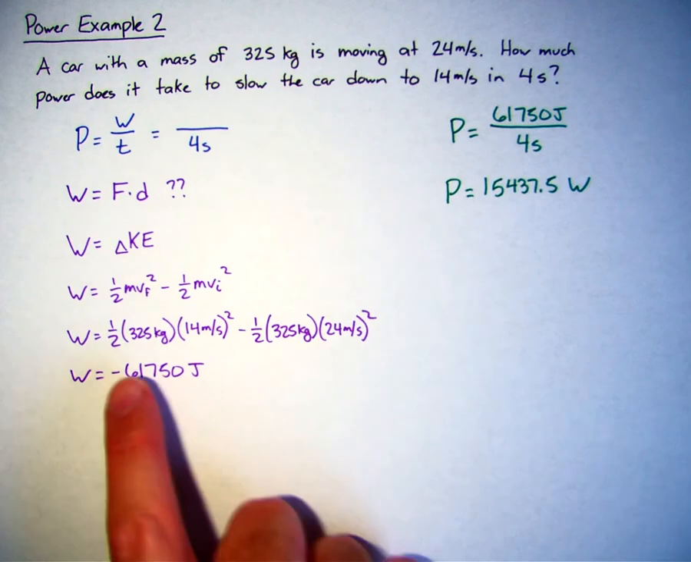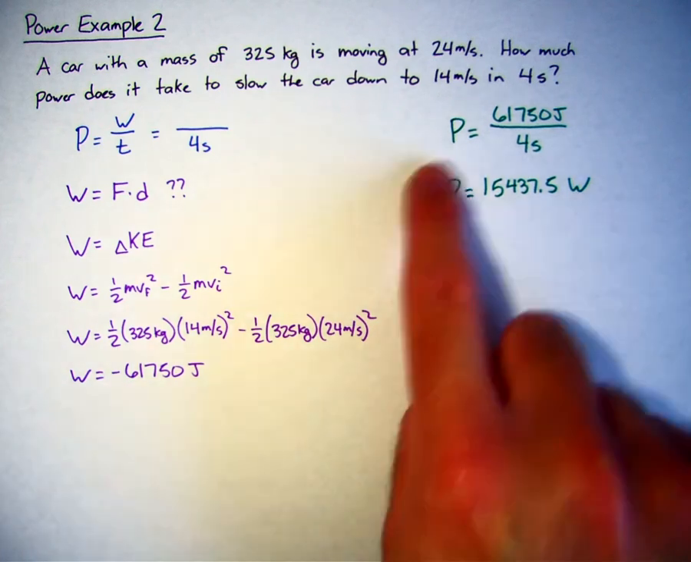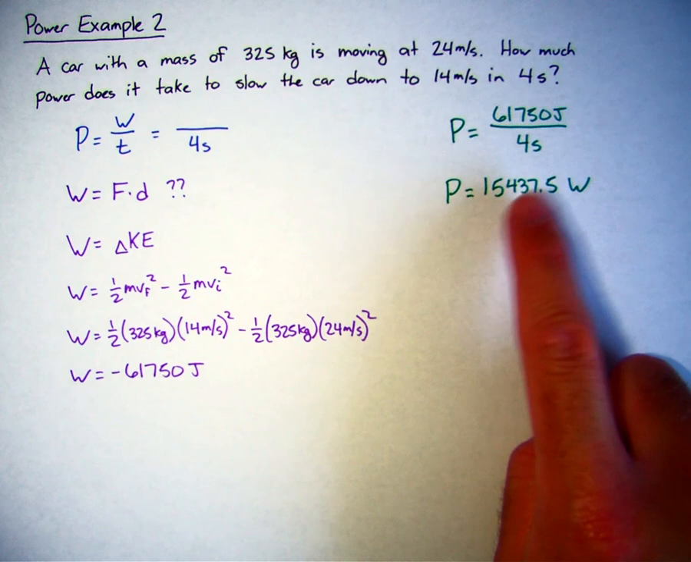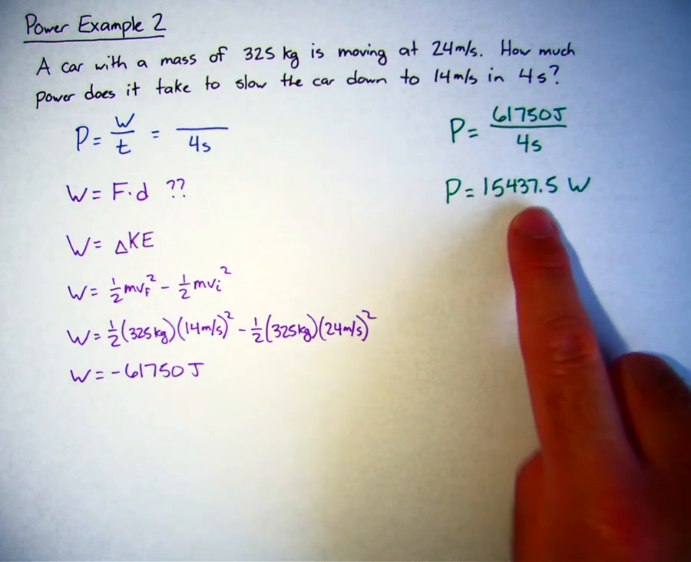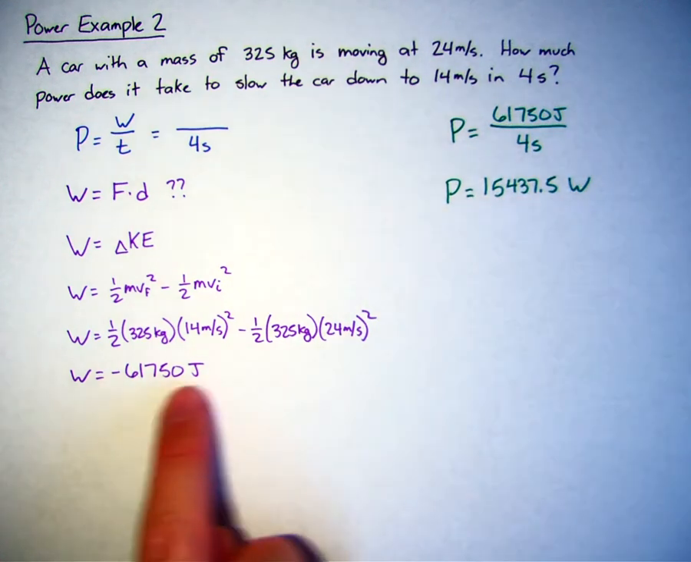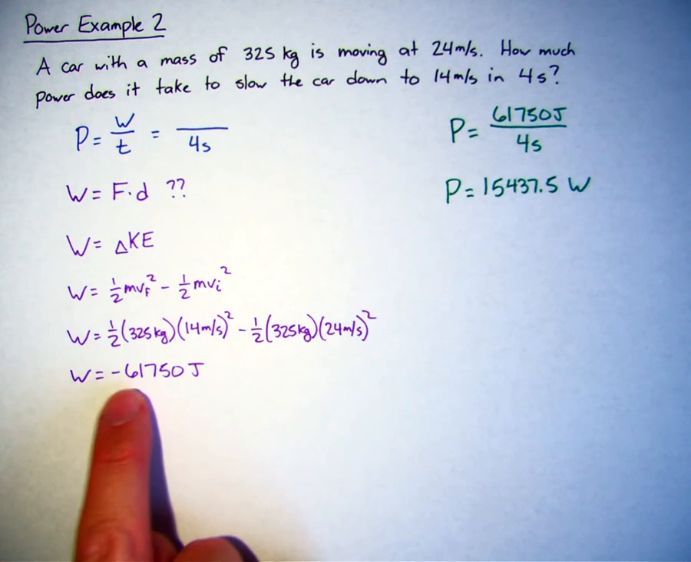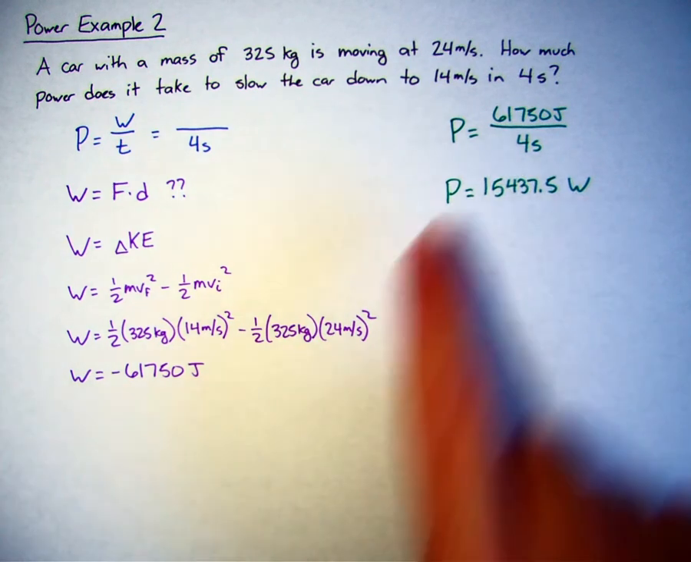But again, don't worry about the negative because power is just a scalar quantity, so you don't need to worry about the positive and negative. I'm not worried if it's a positive or negative. The negative matters for the work, just to say that the amount of energy is coming out of the system, but it doesn't really matter for the power.